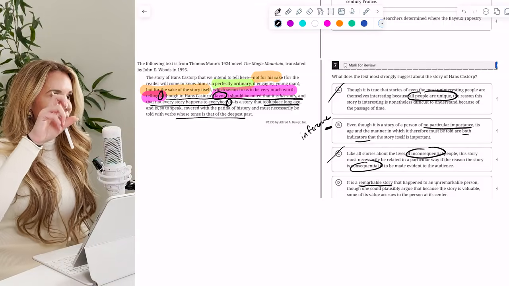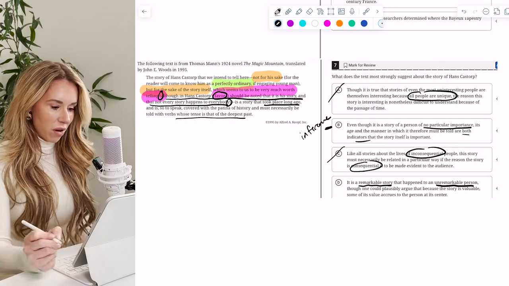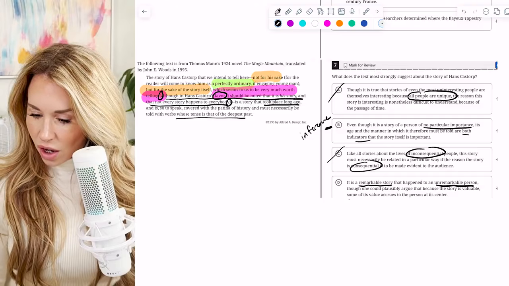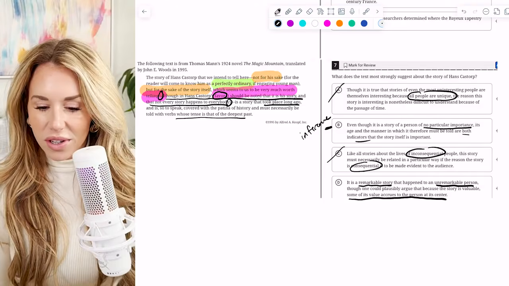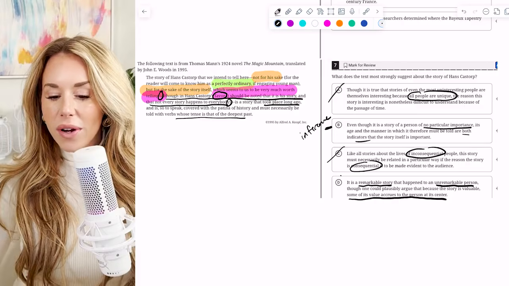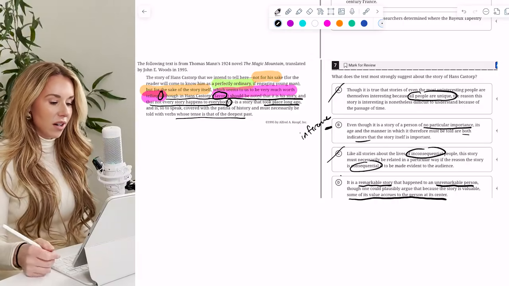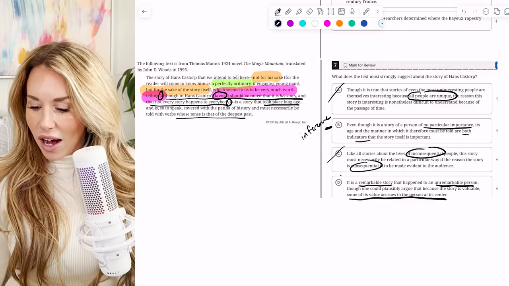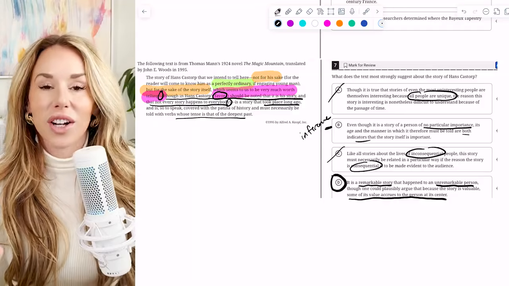Seems to us to be very much worth telling. Okay, what is the synonym for an unremarkable person? Perfectly ordinary. Okay, what is the synonym for some of its value accrues to the person at its center? Although in Hans Castorp's favor, it should be noted that it is his story. So it actually benefits him that it's his story. Its value comes back to him in that regard. We are going to go with D.